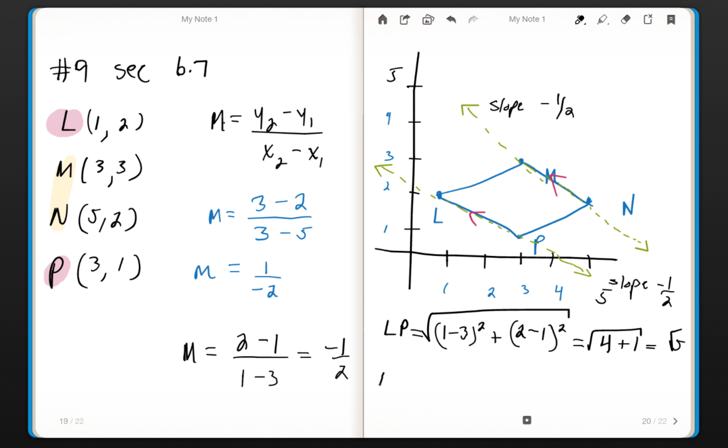Let's do the same thing for M and N. So M and N, we take the difference in the x's. Let's go 5 minus 3. Doesn't really matter what order you do it as long as you keep it the same. I like 5 minus 3 because I don't have to worry about negatives. And let's do 2 minus 3, quantity squared.